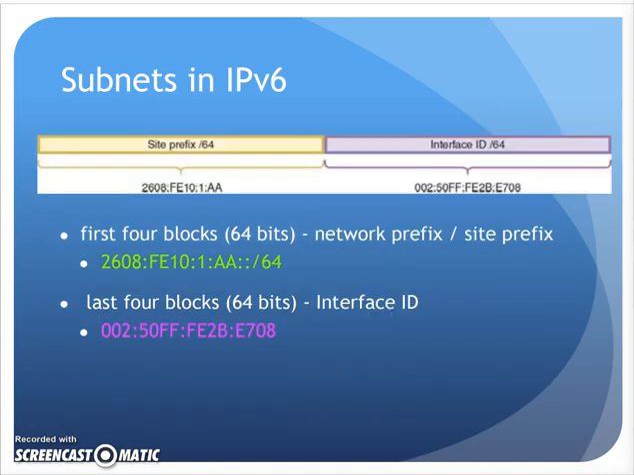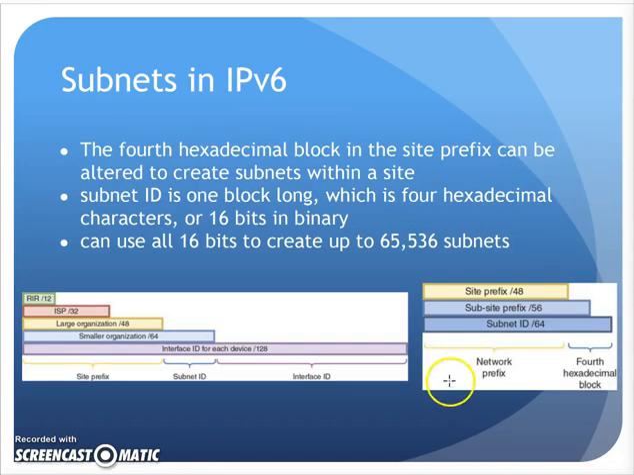So if I had to break it out, I think this is the picture they use in the book for you. This first half over here, 2608:FE10:1AA, is the site prefix, the first 64 bits. The last half out here is the interface ID, like we were showing you. Now, the fourth hex block can be used for subnets within a site. The ISP and organization allocate the first 3 blocks to you, and then you have a little block right here, I hate to use the word octet, the fourth hexadecimal block, that can be used to do subnets for your facility.